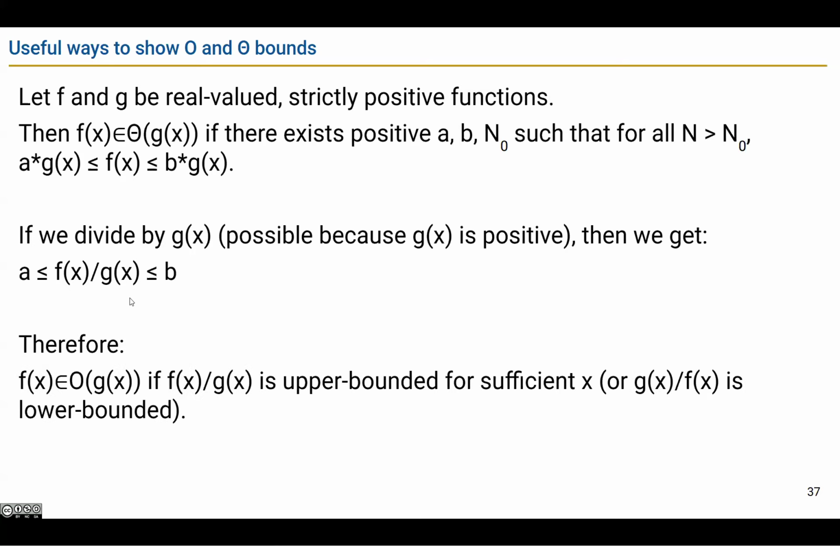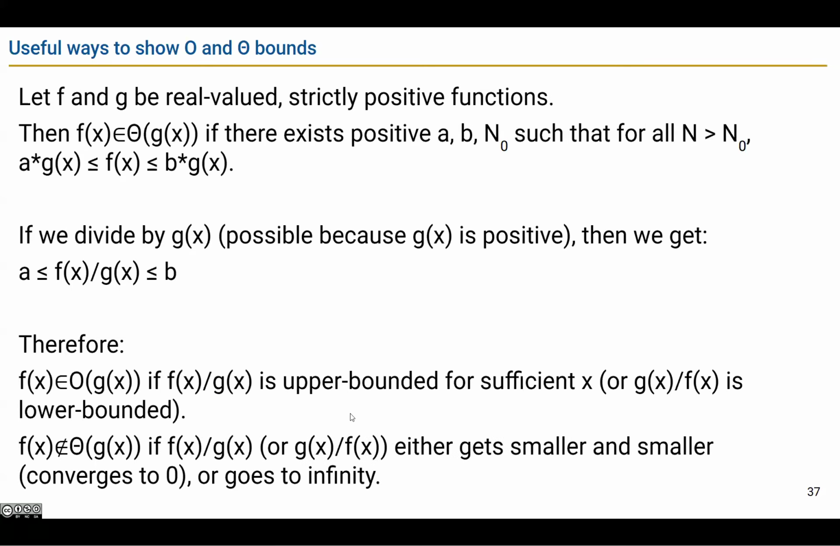So if f of x is O of g of x, then that means that f of x divided by g of x is going to be upper bounded. The ratio between the two stays below some constant. Or in the other way, the inverse ratio doesn't go below a certain value. A theta bound indicates that it's going to stay bounded within two areas. So the ratio is going to stay within two numbers.